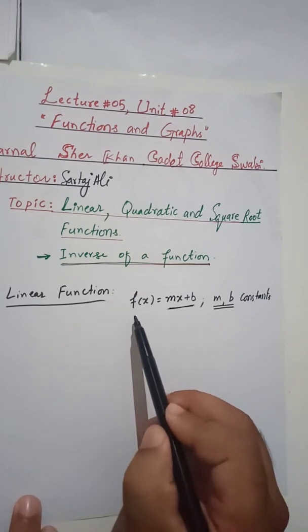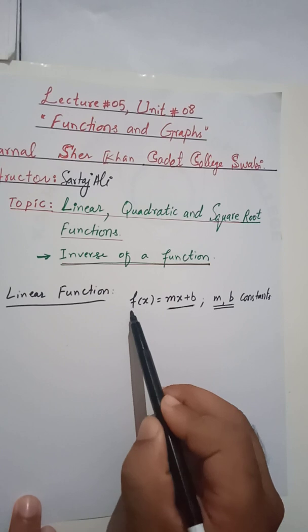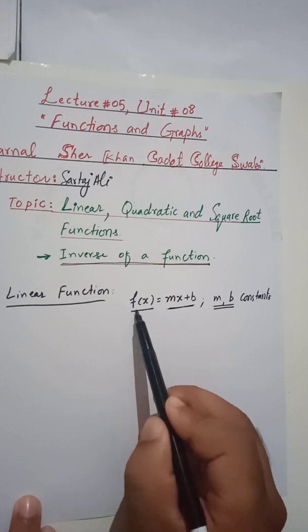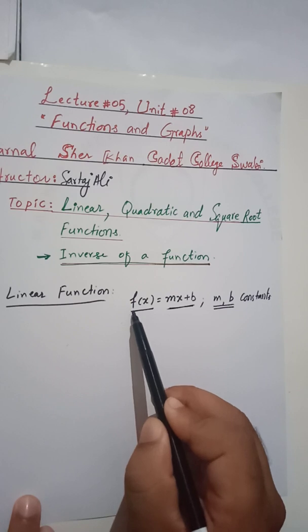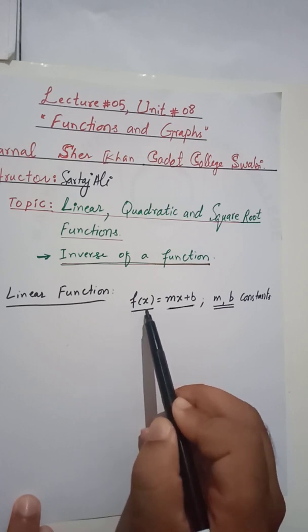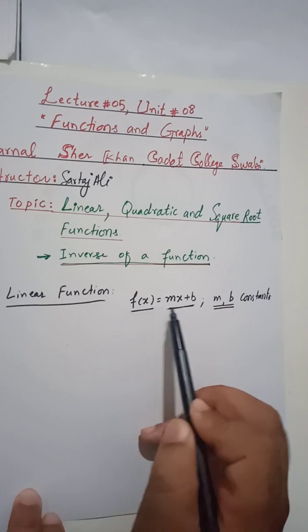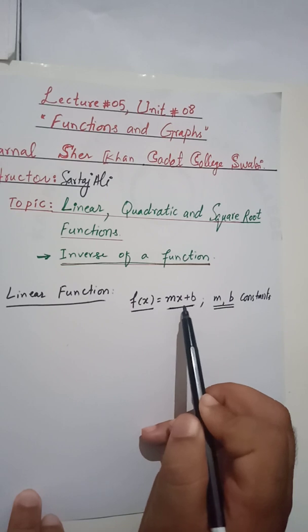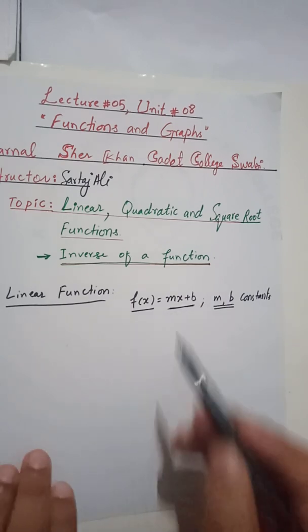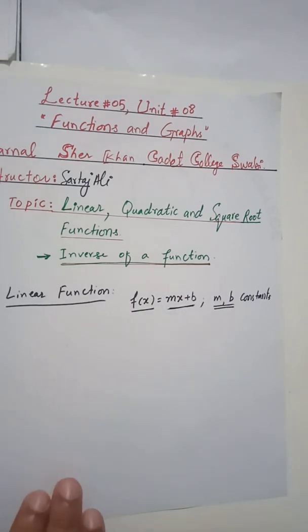Now you know that this is not the multiplication of f and x. This is a notation for the function, that this function f, the mapping f, is dependent on the variable x. x is your independent variable. So this x is an argument, independent variable. So this will be read as f of x, which is m multiplied by x plus b. Now this is the form of a linear function.